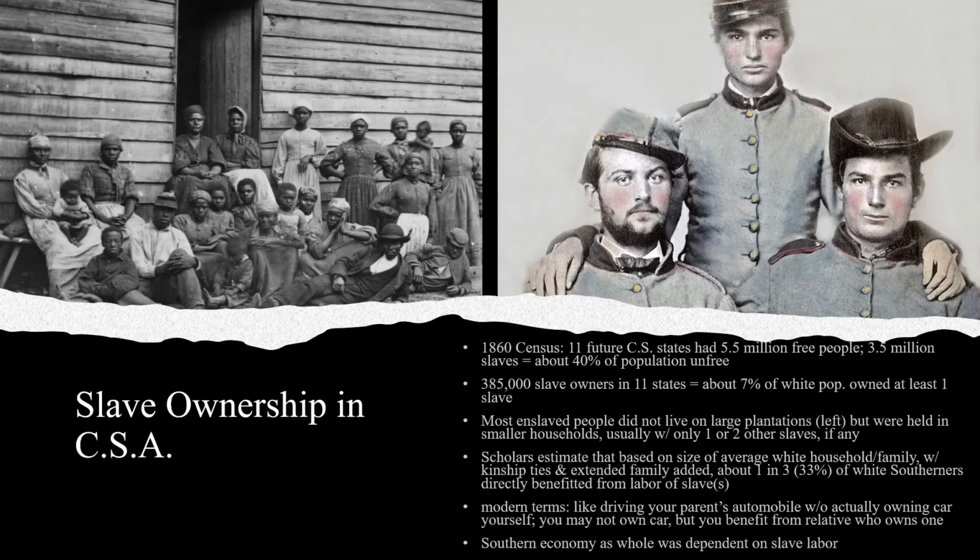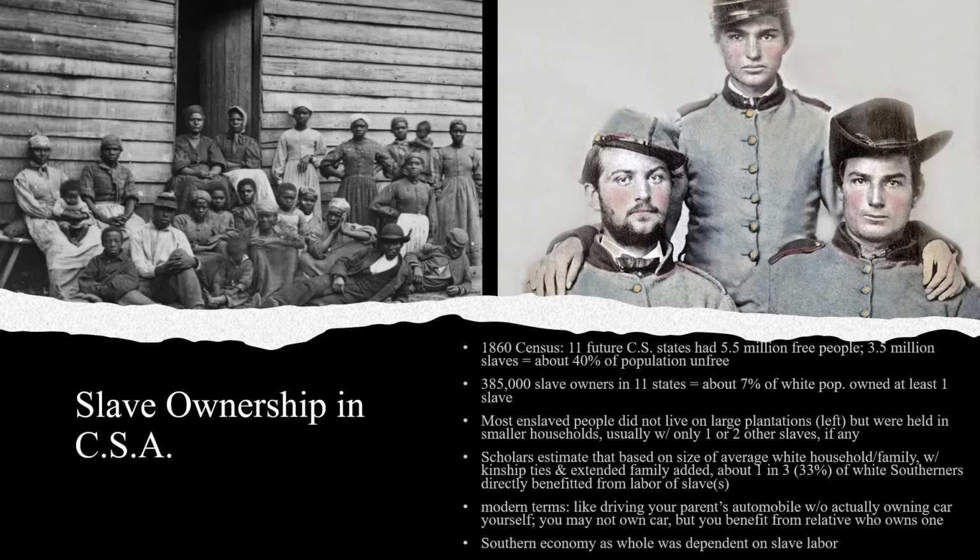As far as slave ownership goes, the 1860 census reveals that the 15 slave states, which included the 4 Union border states, had a population of about 12.5 million, with about 4 million enslaved people and about 8.5 million free people. The 11 Confederate states of America had a population of 5.5 million free people and 3.5 million slaves, meaning that nearly 40% of the population was enslaved.